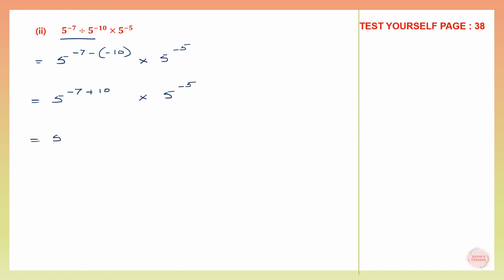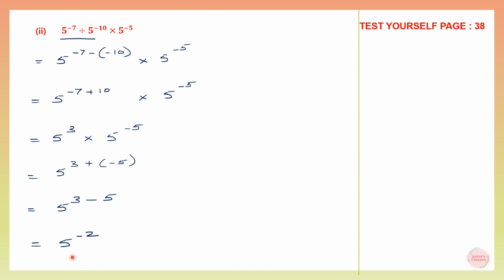So this is 5 to the power of, here signs are different. We put the sign of the bigger number, which is plus, and subtract. 10 minus 7 is 3. That's plus 3, or simply 3, into 5 to the power of minus 5. Now can you see the base has become the same? That means we can add up the powers. So here what do we have? 5 to the power of 3 plus minus 5. I'm adding up the powers only. So 5 to the power of 3 minus 5, which is 5 to the power of, signs are different, put the sign of the bigger number and subtract. 5 minus 3 is 2.